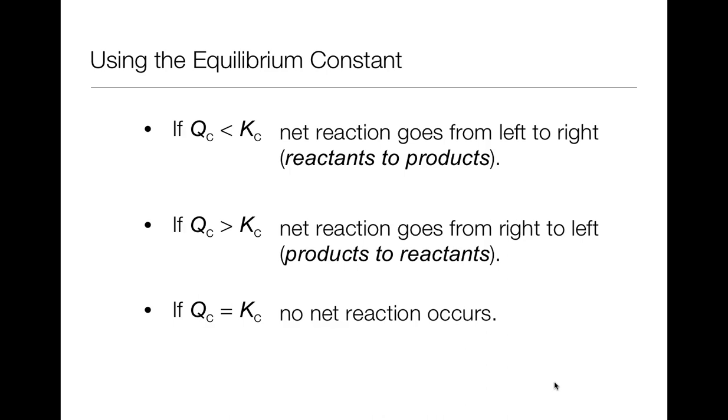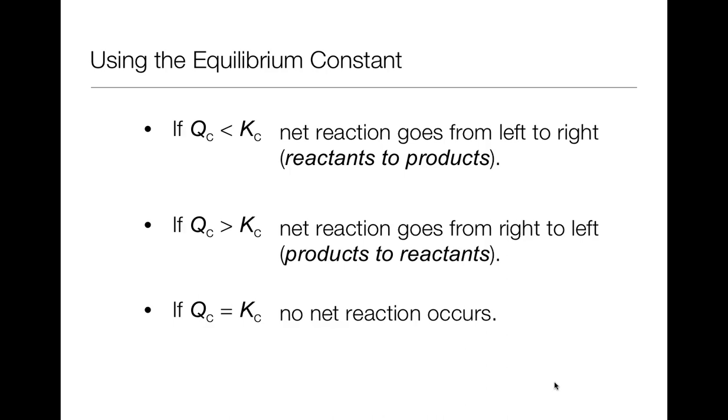If Qc is bigger or larger than Kc, again we think about the ratio. That means the concentration of products, which is the numerator, has to be larger than the concentration of the reactants. If that's the case and it needs to approach Kc, which is our equilibrium concentrations, the only way to alleviate that high Qc is to convert products back into reactants until that ratio equals Kc.